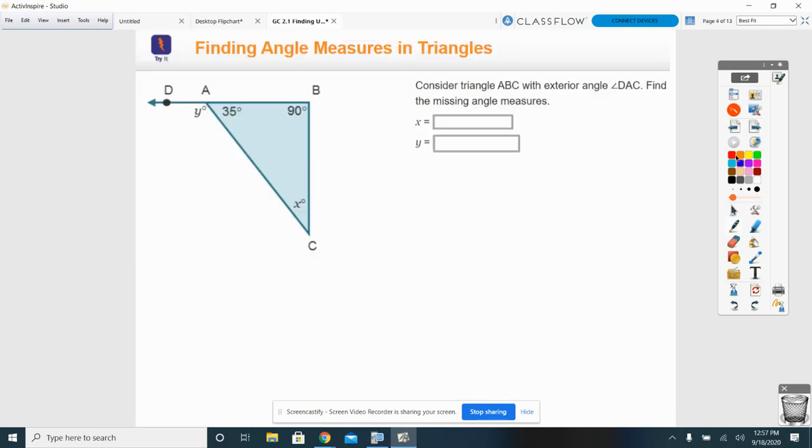Let's do some more practice here. So in this case, we can find angle X and angle Y. Now, in this case, Y makes a straight line with 35.